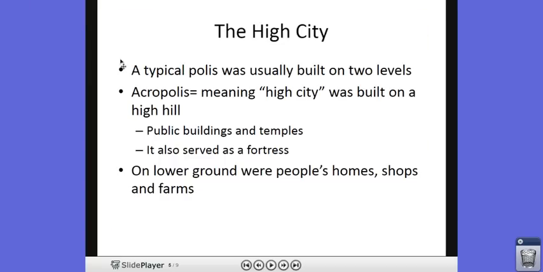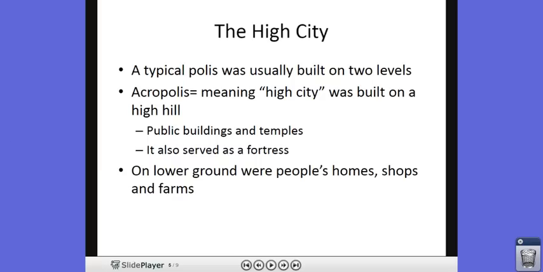Okay, I finally found what I was looking for, but we're going to go over this slide really quickly. The Acropolis, the high city. A typical polis was usually built on 2 levels. We've talked about that. Acropolis, meaning the high city, was built on the high hill, with public buildings and temples, and it served as a fortress. On the lower ground were people's homes and shops and farms.